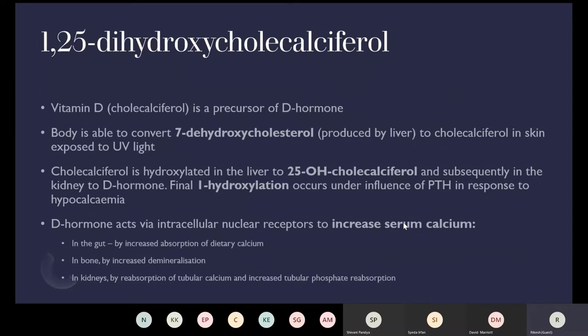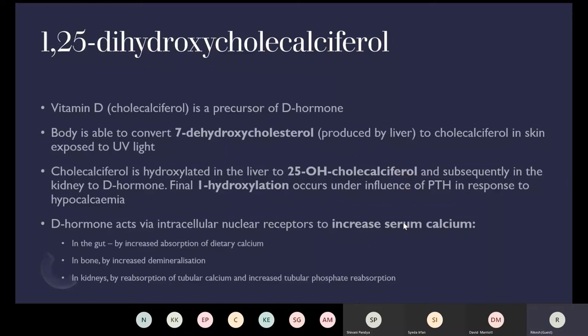So 1,25 dihydroxycholecalciferol is D hormone. Vitamin D is cholecalciferol, and that's a precursor to D hormone. In our bodies, we're able to convert 7-dehydrocholesterol, which is produced in the liver, to cholecalciferol in the skin when we go out in the sun. Not on a day like today, but normally.